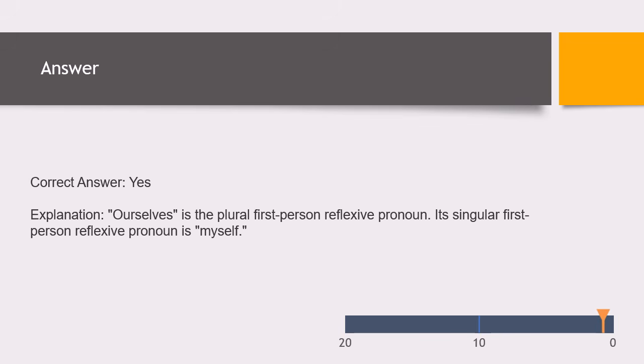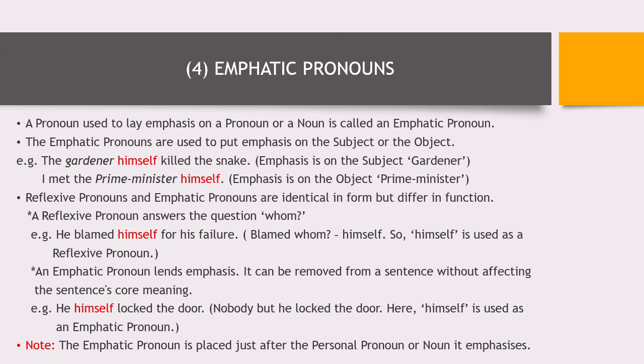Emphatic pronouns. A pronoun, used to lay emphasis on a pronoun or a noun, is called an emphatic pronoun. The emphatic pronouns are used to put emphasis on the subject or the object. For example, the gardener himself killed the snake. Emphasis is on the subject, gardener. I met the Prime Minister himself. Emphasis is on the object, Prime Minister.